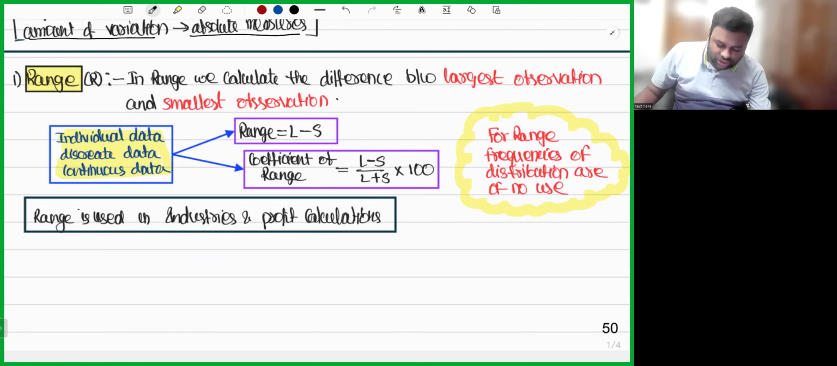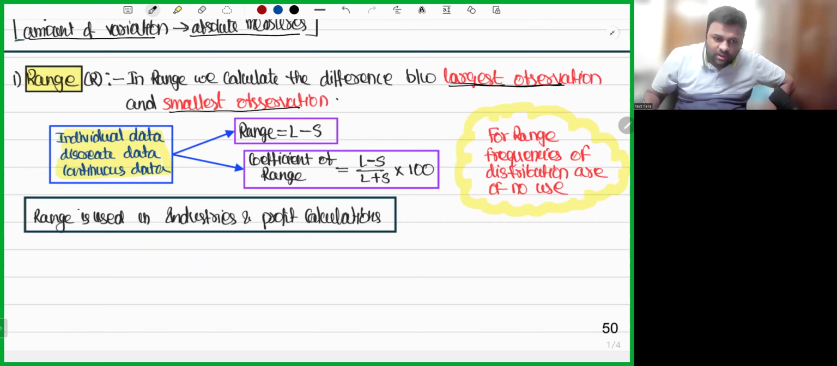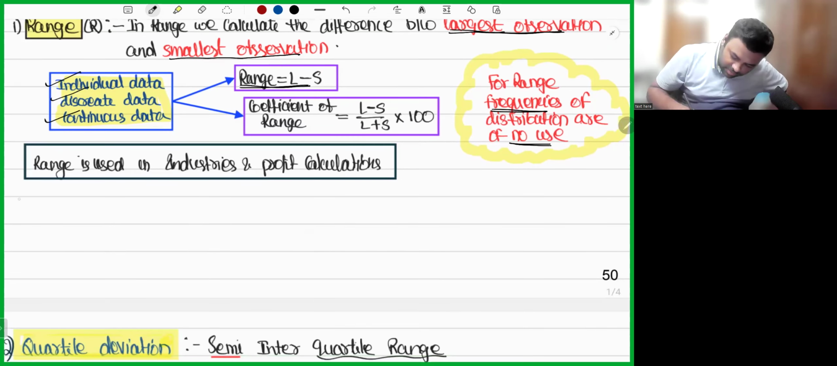Now, range. In range, what are we calculating? We calculate the difference between the largest observation and the smallest observation. Let it be individual data, discrete data, or continuous data, the formula is the same. For range, frequencies are of no use. Let me take an example.